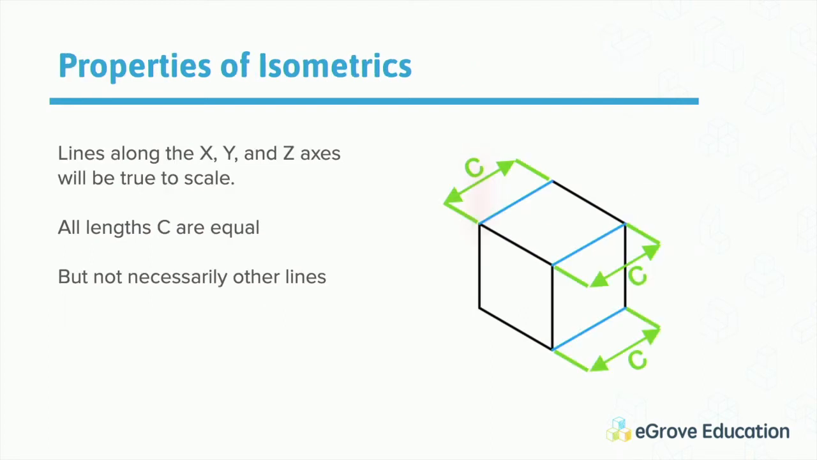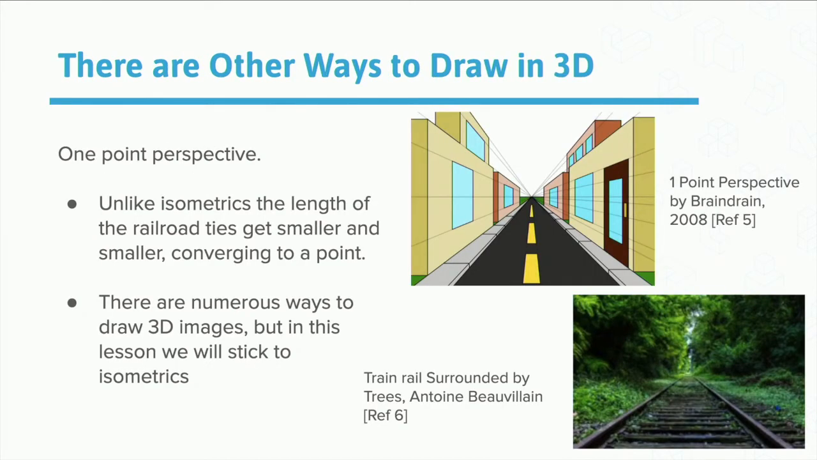So these are some properties: the lines along the X, Y, and Z axes will be true to scale. So when you're drawing on the isometric paper and you're drawing on those lines, they will be true to scale. But other lengths are not, so the diagonals that don't go directly on the isometric paper are not necessarily going to be true to scale.